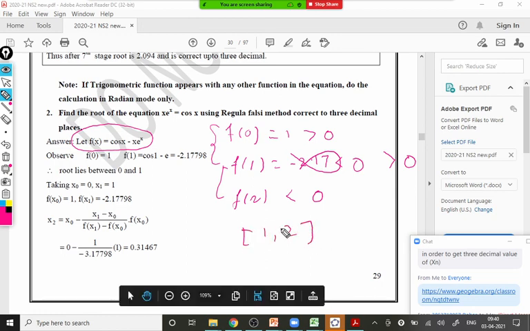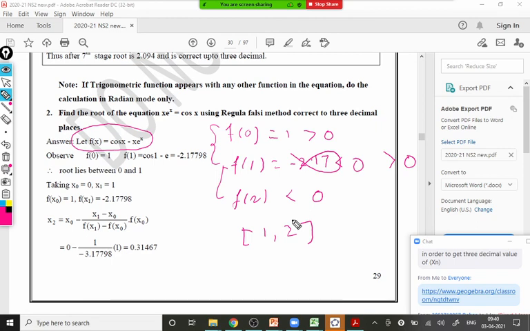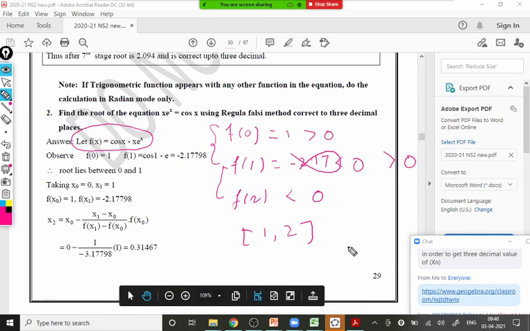So the root is never an integer, because if an integer root is there, it can be found out by observation only. Suppose I give the equation x cube minus 1 equal to 0. Find the root of x cube minus 1 equal to 0. Just by observation, we can say x equal to 1 is the root. So such examples are never in the numerical methods here. Only equations whose roots are in fractions, generally we calculate with these methods.